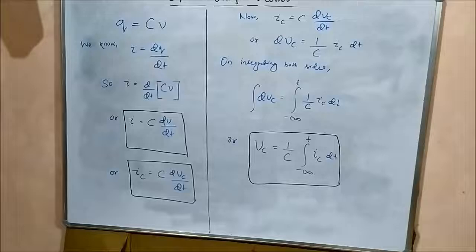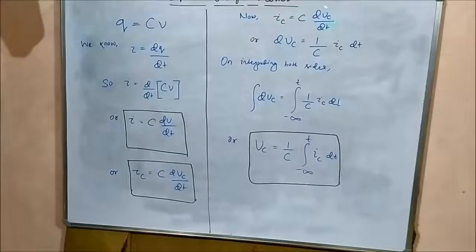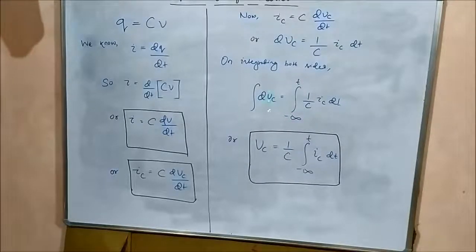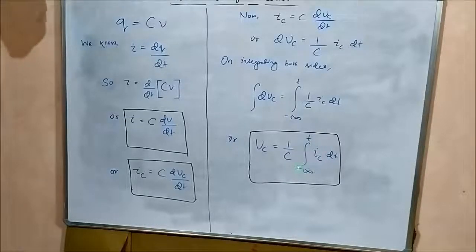Next, we have to determine the expression for capacitor voltage. We write the same expression which we just derived, Ic is equal to C dVc by dt. So dVc is equal to 1 by C into Ic dt. If we integrate both sides with the limits from minus infinity to t, we get Vc, the capacitor voltage, is equal to 1 by C times the integral of Ic dt from minus infinity to t.